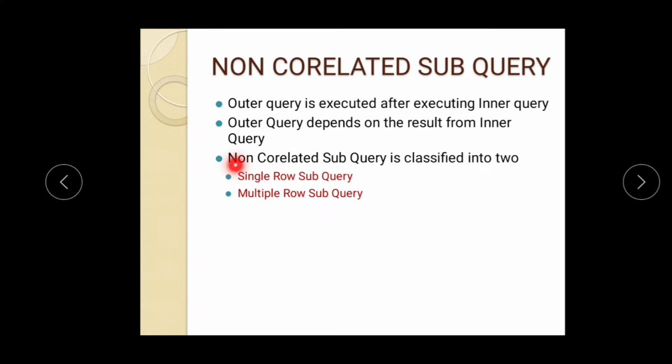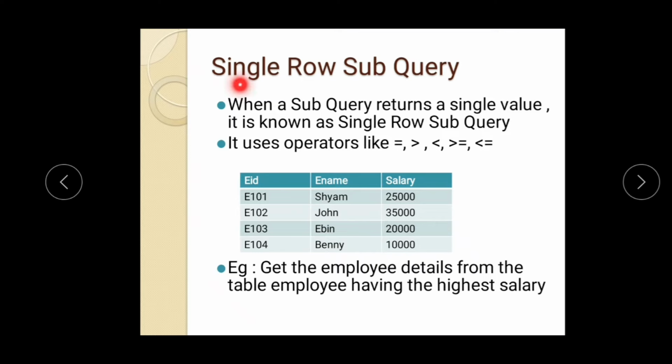Clear? Fine. Now we have further classification for the non-correlated subquery. It is further classified into two: single row subquery and multiple row subquery. Let us discuss those two concepts in detail. So what is a single row subquery? If the inner query returns only a single value, then it is called a single row subquery.